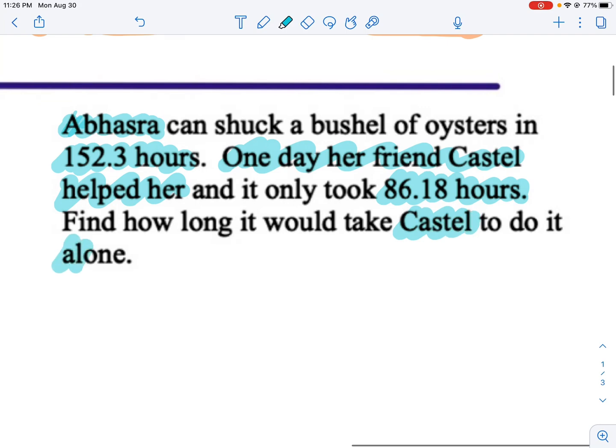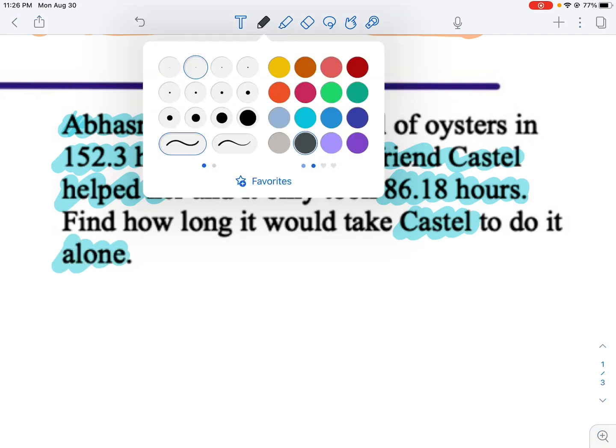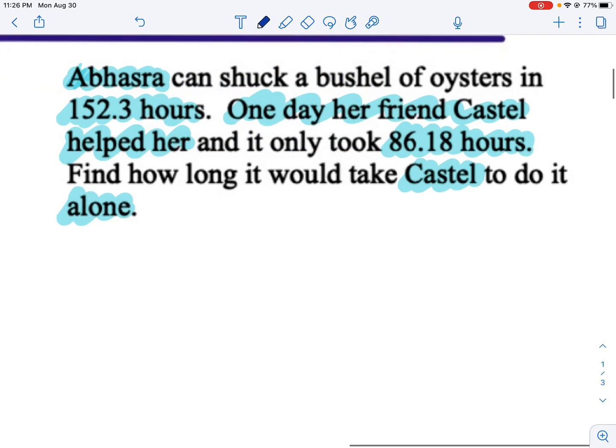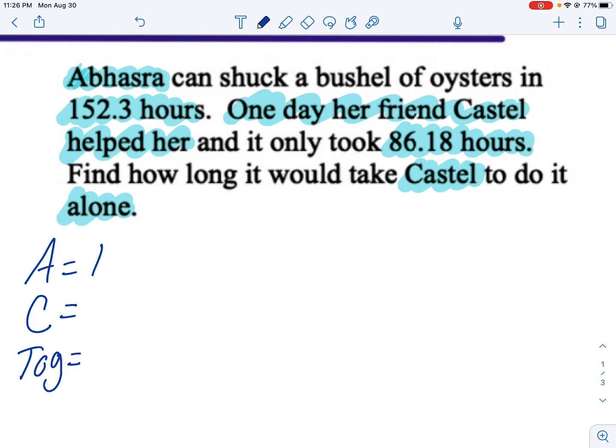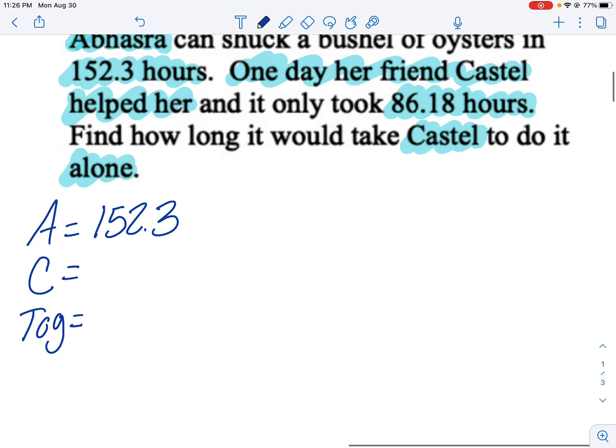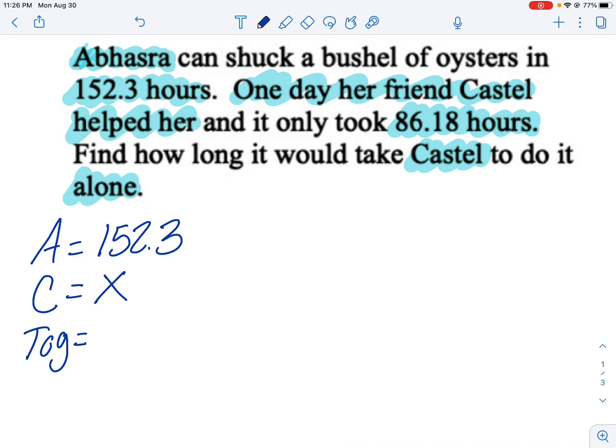So Castell alone, we need to find out. Let's see the two people involved in this problem. We have a Basra, we have Castell, and we have together. A Basra can do it in 152.3 hours. Castell, we don't know how long it would take him to do it alone. And together, they would do it in 86.18 hours.